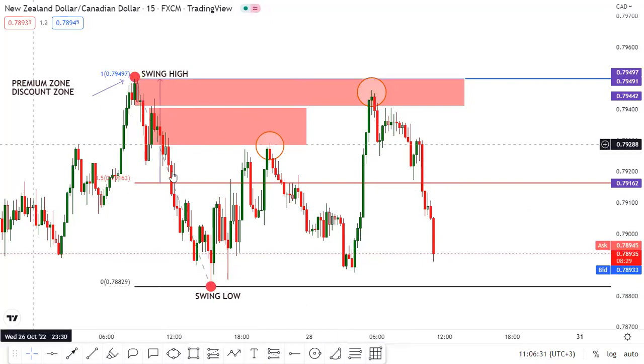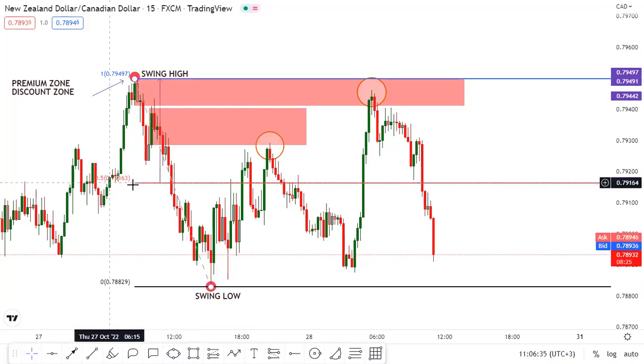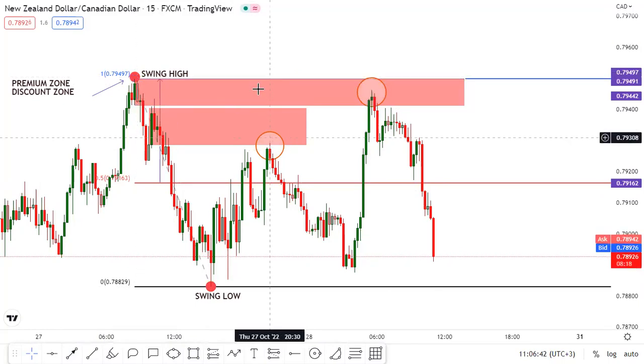So from this highest point, from this point number 0.5 to the upside here to our swing high, this is our premium price. So any order block in this zone is a zone that is very, very good for us to sell. Okay.